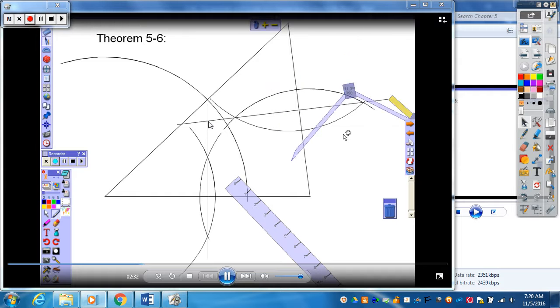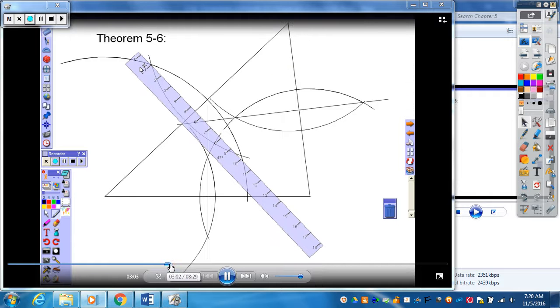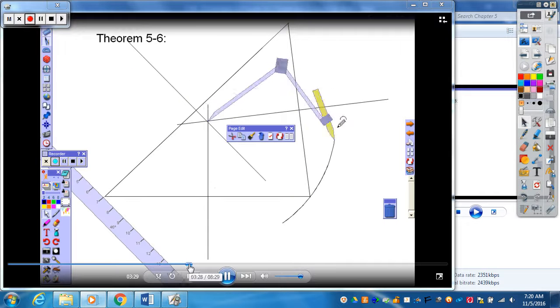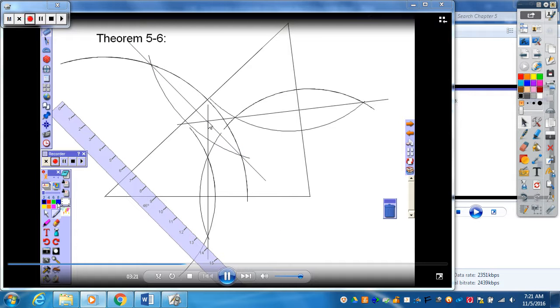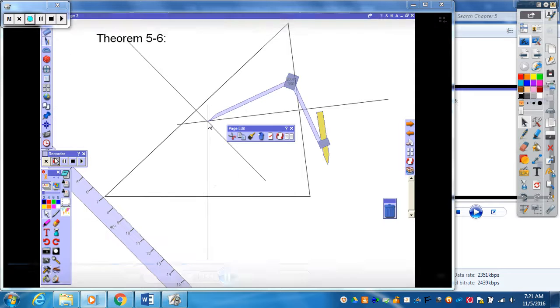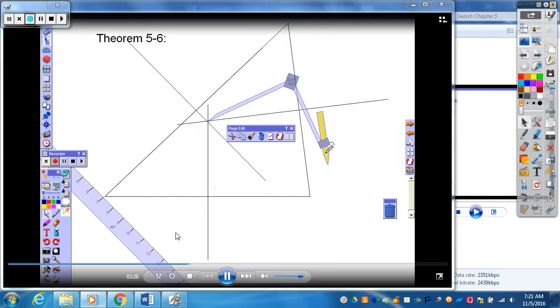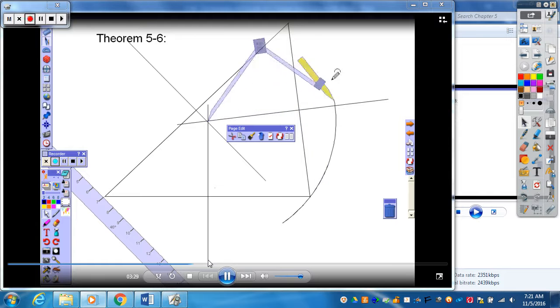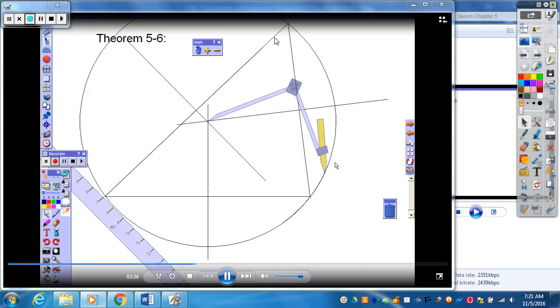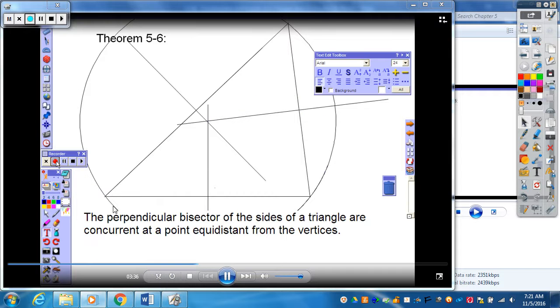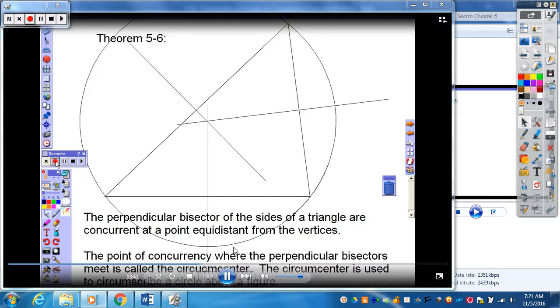So I'm just going to double check it to make sure I've done it correctly by doing the other perpendicular bisector. Okay, so as we move this along, oh, I went too fast probably. Right there, and you can see they all meet at that point right there, called the circumcenter. Now what I did was I got rid of all those arcs, and I stretched my compass to one vertex right here, and we can see right now that this triangle is inside this circle.